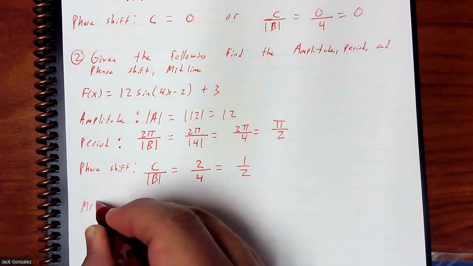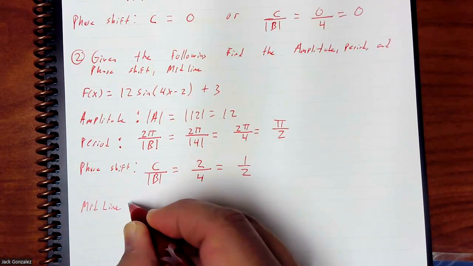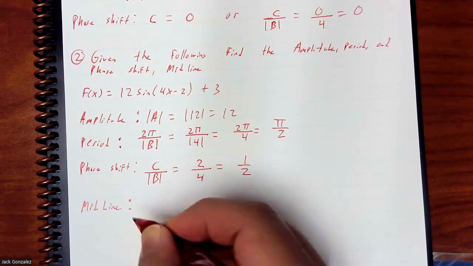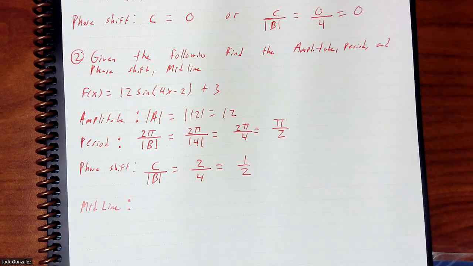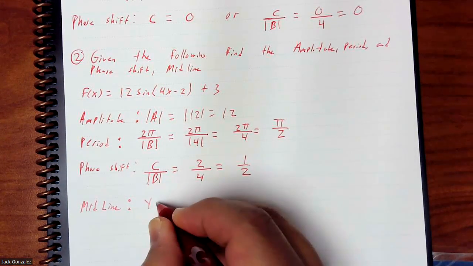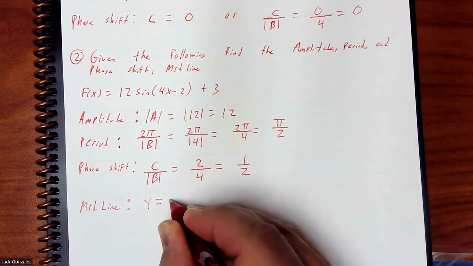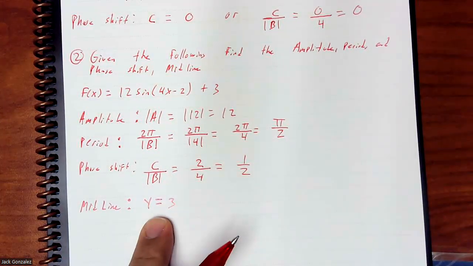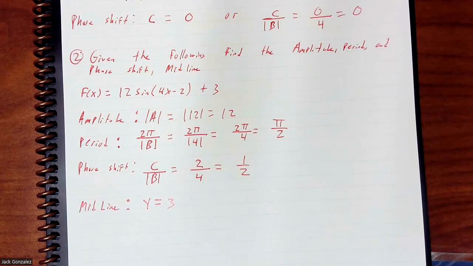Midline. What's the midline? Yeah, but we have to write it as an equation for a line. So write y equals 3. So this is the equation for a horizontal line. If you write just 3, it's technically wrong. This 3 is a value, it's not an equation of a line. Okay, so make sure you write the y. Any questions on number 2? Make sense?